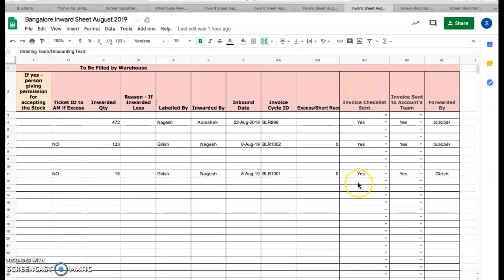Please mark whether the invoice checklist was sent to finance along with the invoice, and who has forwarded the invoice, please mention, so that in case of any doubt, finance can reach back to them. Once this is complete, the invert of any particular shipment can be considered as complete.